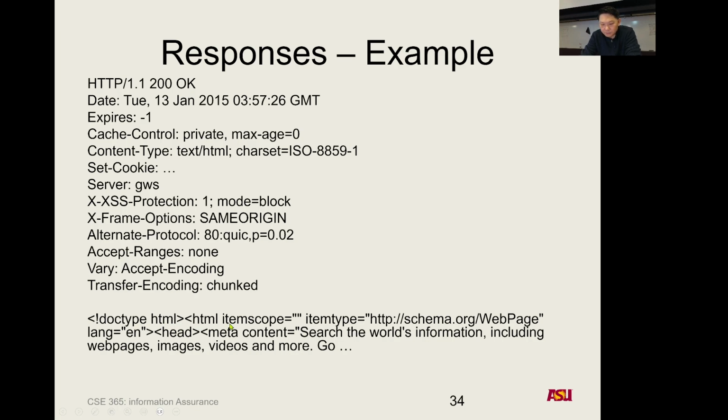Okay. So the body starts with the doctype HTML, which indicates these contents are written in HTML5, right? Version, okay. So Expires: -1. What does it mean? Who knows? Does anyone know what Expires: -1 means?